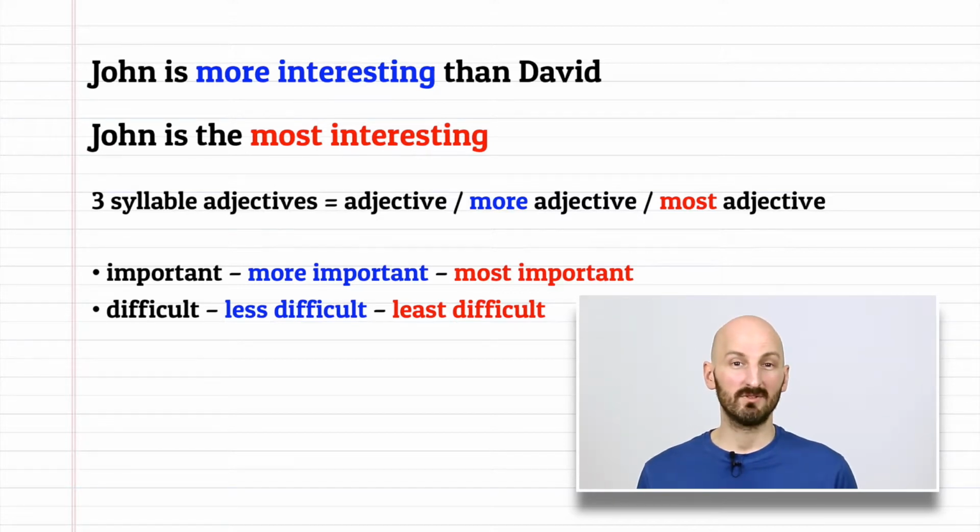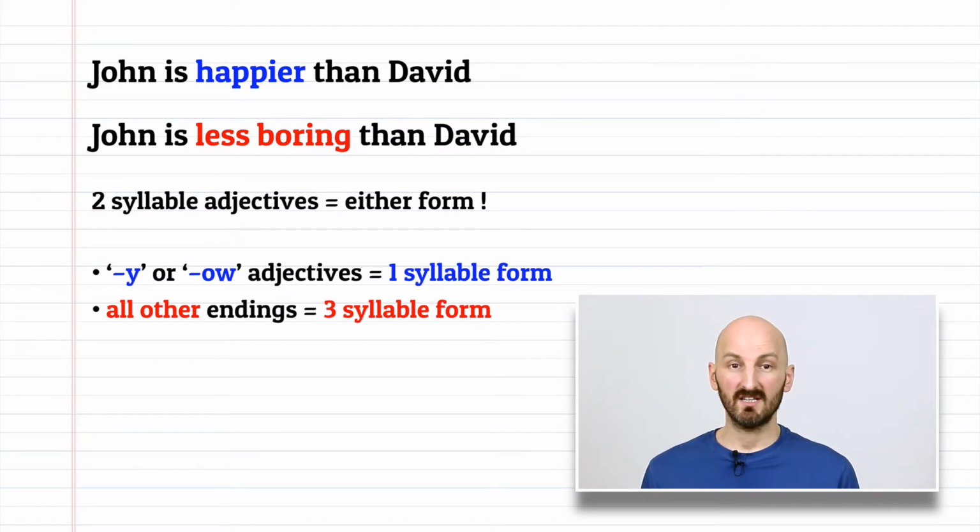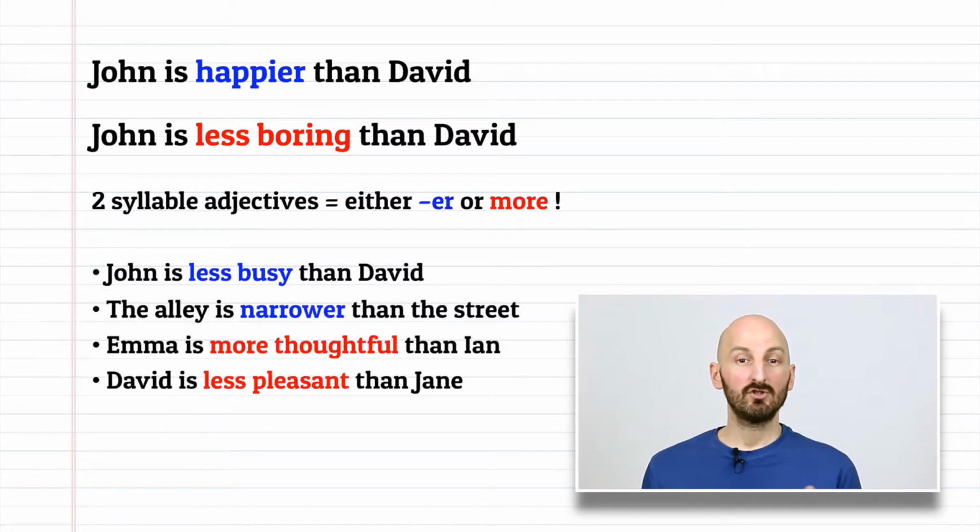Now what about two syllables? Well, John is happier than David. John is less boring than David. When the adjective has two syllables, it can be either. The form depends on the specific adjective. The basic rule is, when it ends in Y or O, it's the same as the one-syllable form. All others are the same as the three-syllable form. Other examples are, John is less busy than David, the alley is narrower than the street, Emma is more thoughtful than Ian, David is less pleasant than Jane.